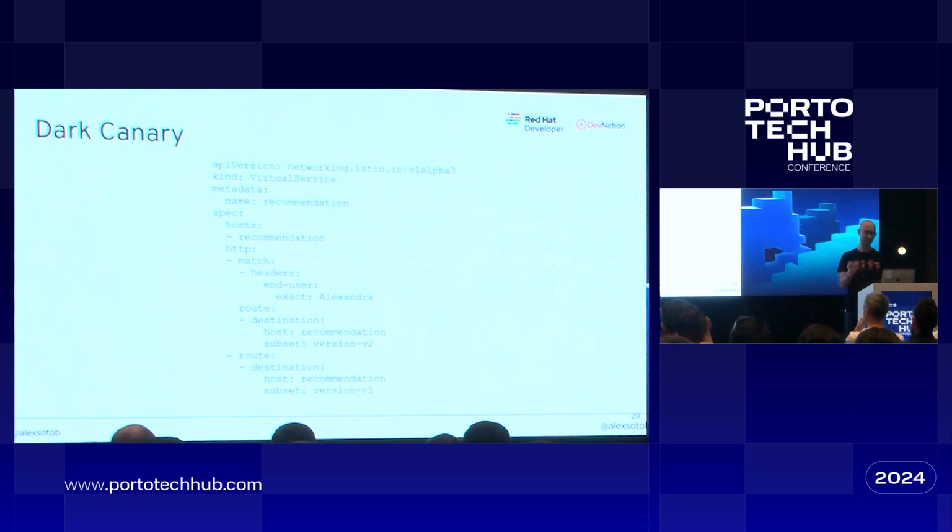Or how about dark canaries? I've got my recommendation service, but now what I want to do is send the traffic to recommendation v2 if the end user is Alexandra. If not, send it to v1. So you see that you can do this dark canary by just explaining how you want to send the traffic. In this case, I'm using an HTTP header, but you could use any other method. Usually you do it with an HTTP header. Maybe you put a header named testing, and you put testing true, go there. If not, go to v1.